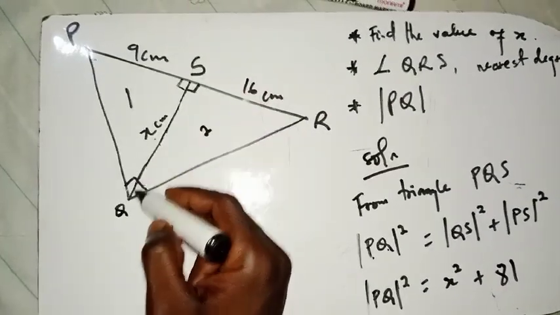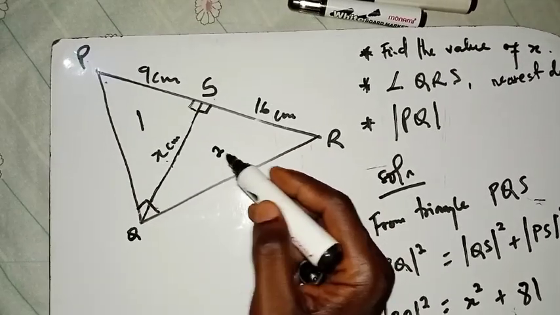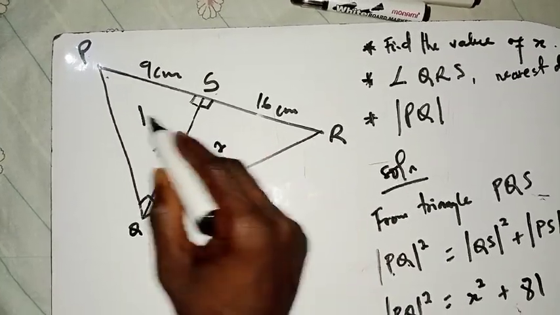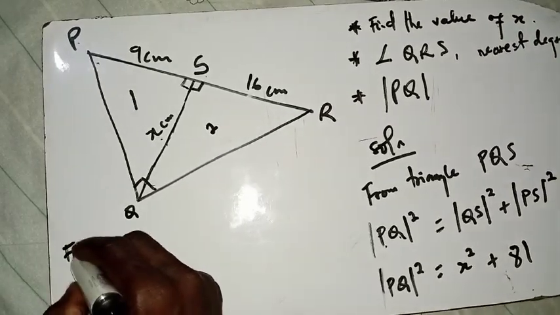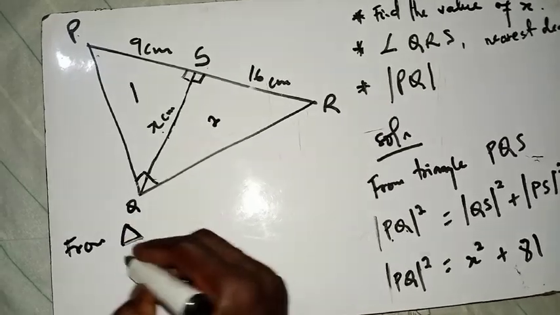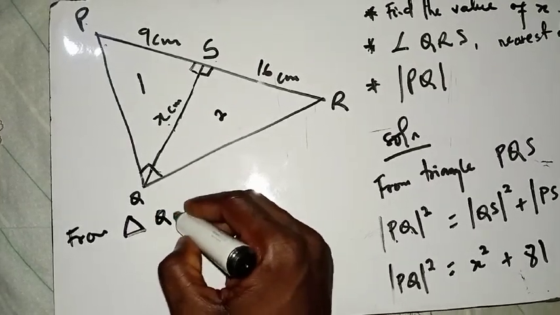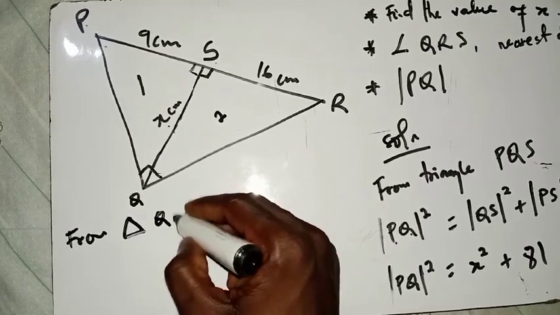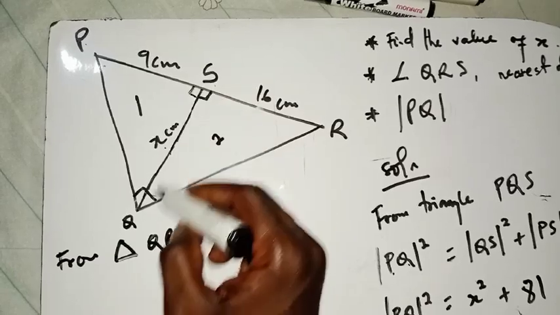And so solving from the second triangle, remember these 2 and 1 are not part of the question. It's you and I that brought these particular numbers just to differentiate, right? So solving from this triangle, I can use this notation. Okay, so this is a triangle notation. From triangle QRS, this is also a right angle triangle.